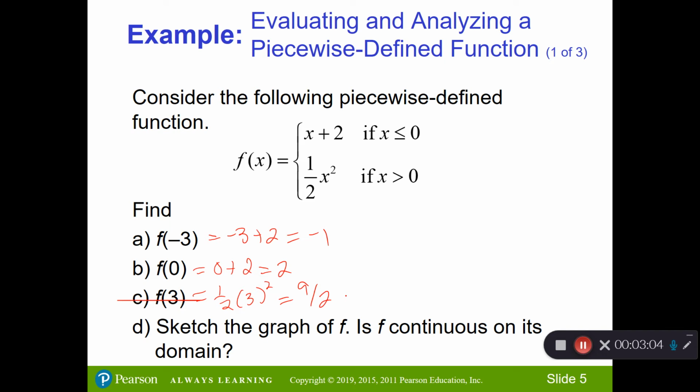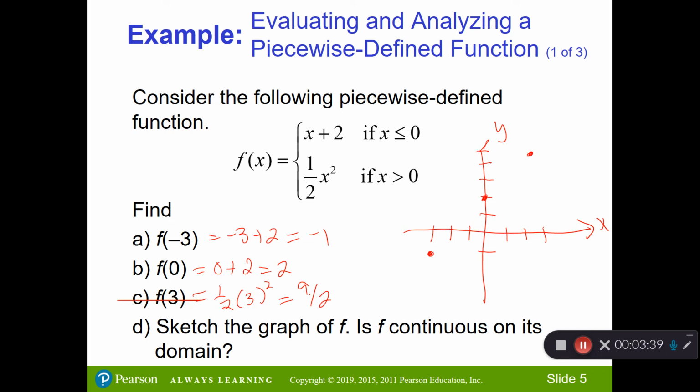So let's sketch that graph. What we're going to do is plot a bunch of points like the ones we just plotted. At -3, we're at -1, so we plot a point there. At 0, we're at 2, plot a point there. And at 3, we're at 9/2. So 9/2 is 4.5. So 4.5 would be about there.